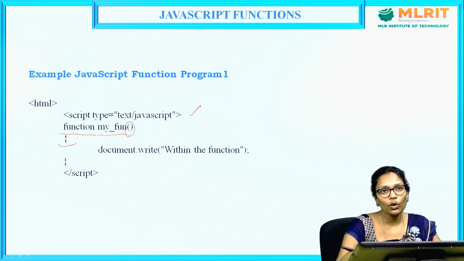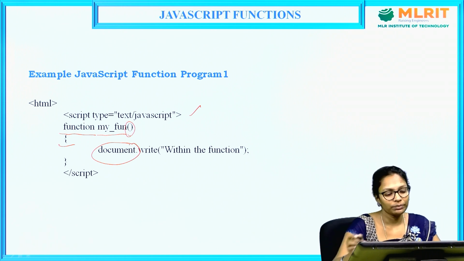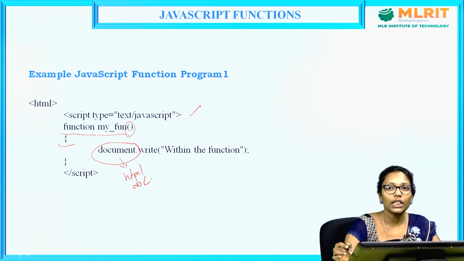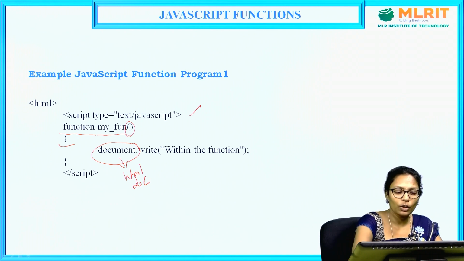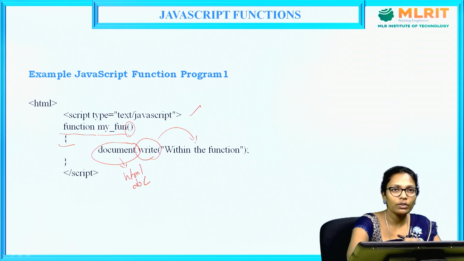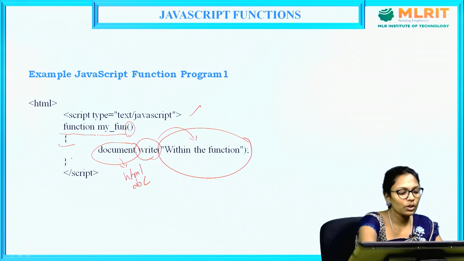So in this function what am I writing? I'm just writing a message, "within the function". We know how to print a message in JavaScript: on the HTML document using an object called document. Document here refers to the HTML document, so it will go to the HTML document and write this content. What is the content? Within the function. So whenever you call this function my_fun, it will simply display this message on the document. That's all. You're just closing your function, and also closing the script tag.